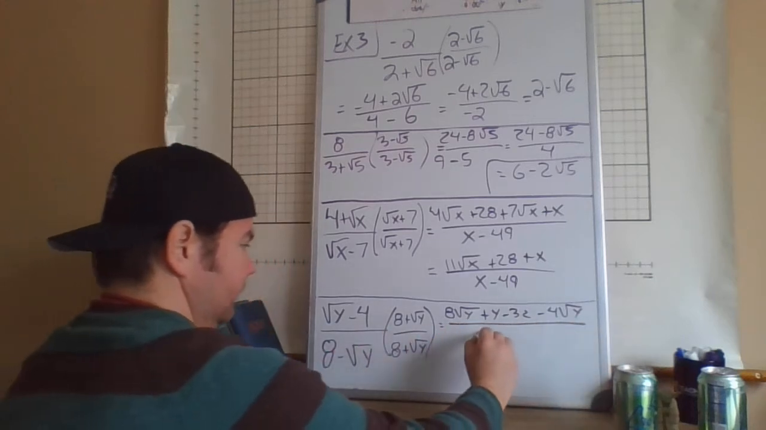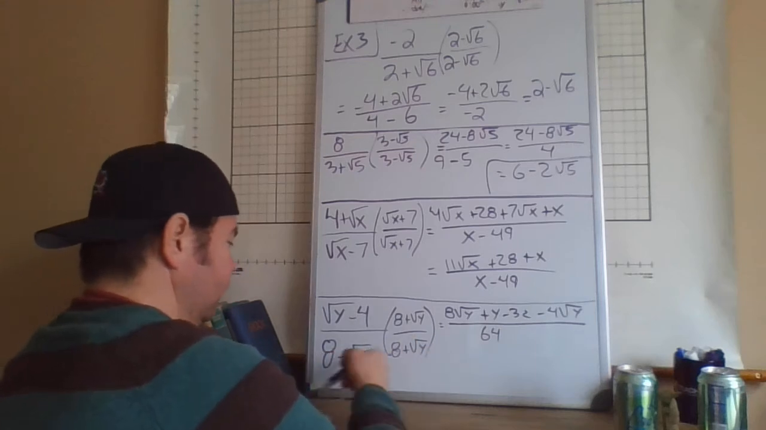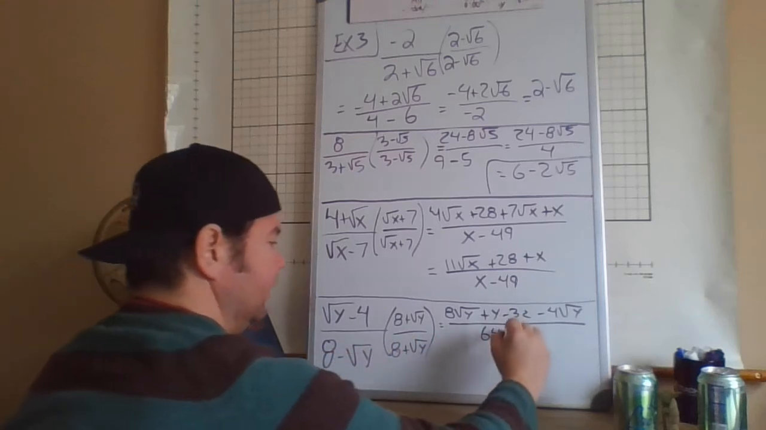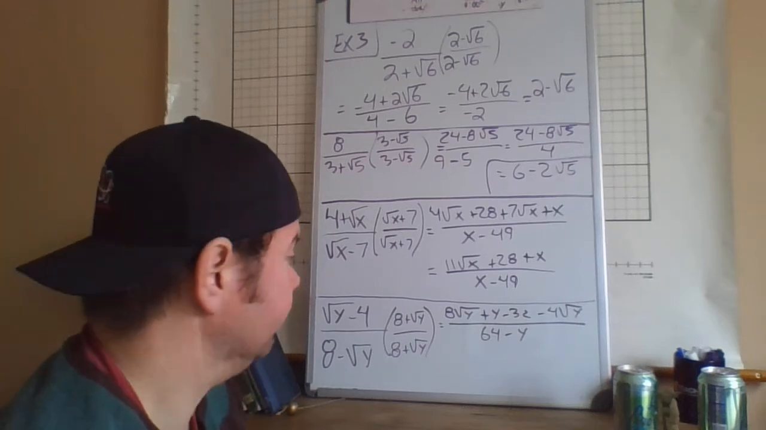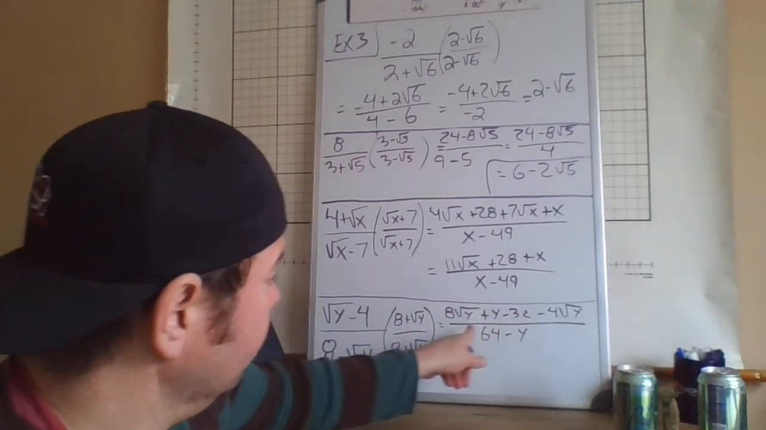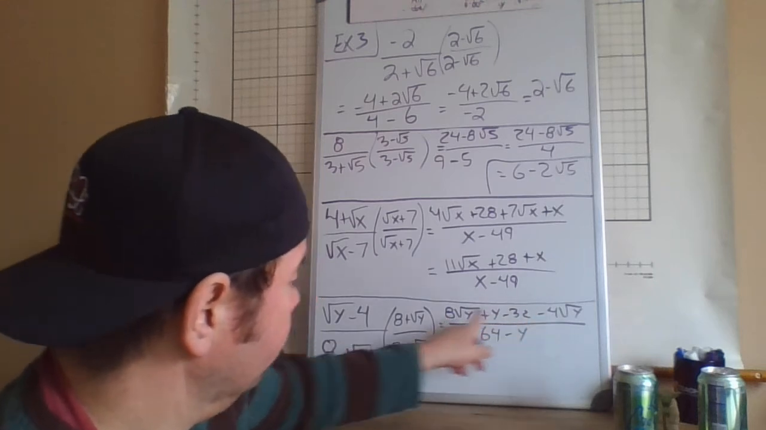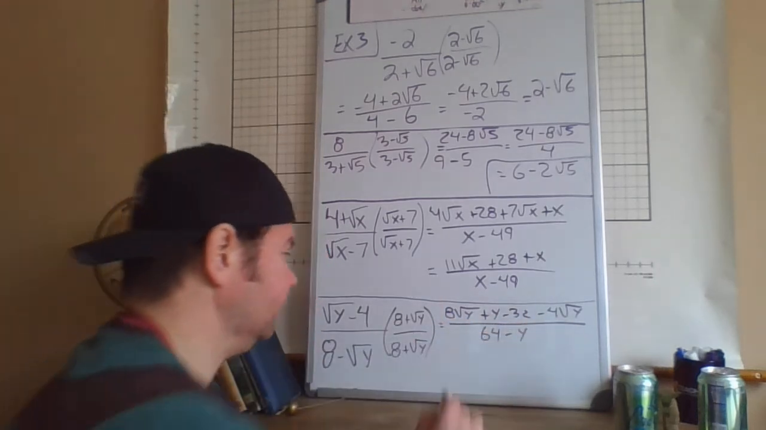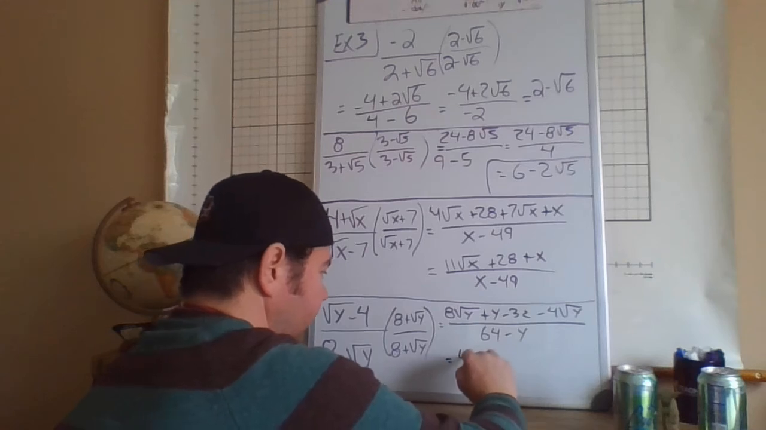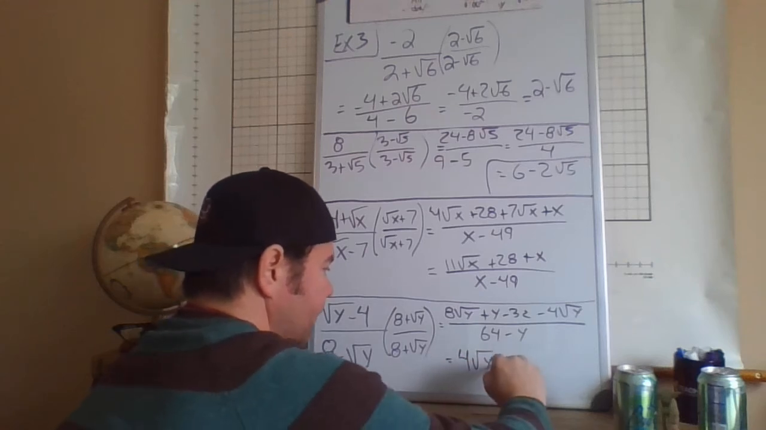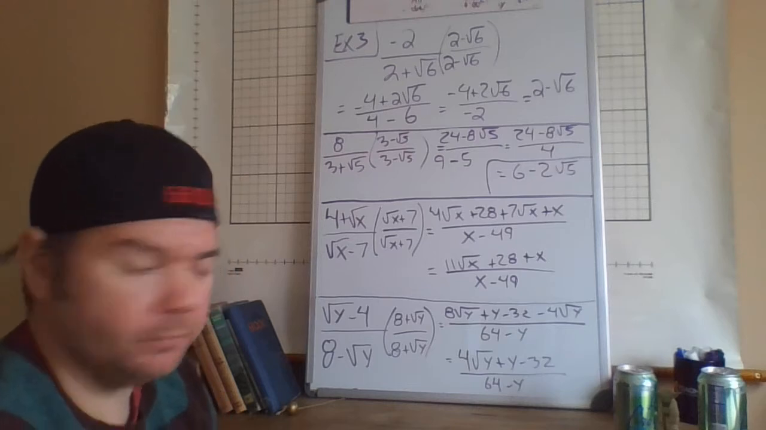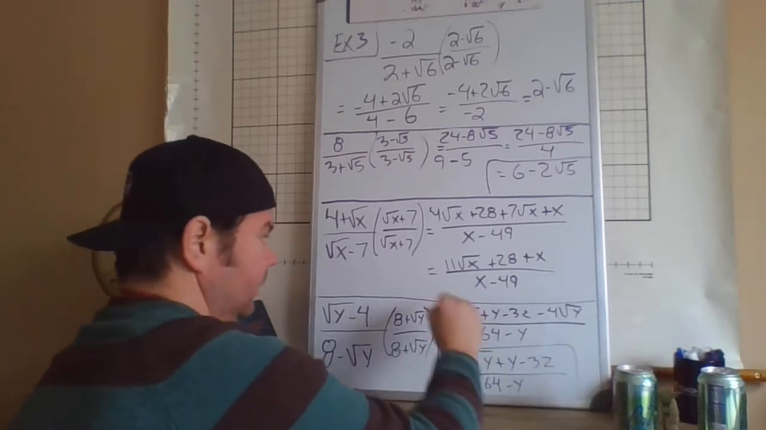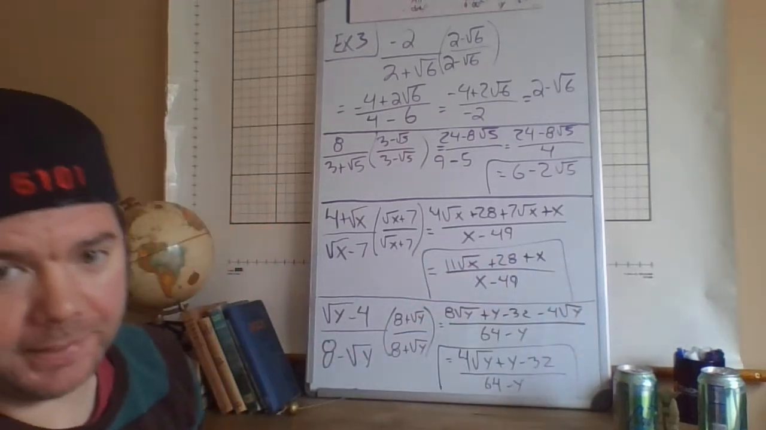And here, this squared is 64. Square root of y squared is y. 64 minus y is my denominator. What are the like terms here? Well, 8 square root of y and negative 4 square root of y. So my final result will be 4 square root of y plus y minus 32, divided by 64 minus y. That is a wrap. I'll circle that answer too.